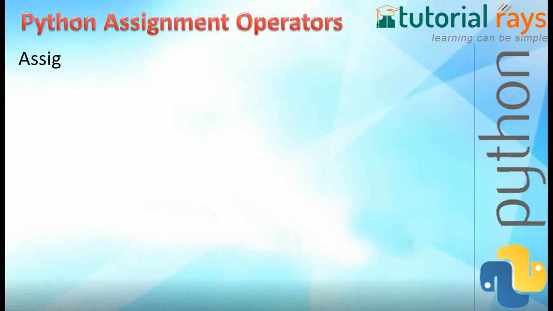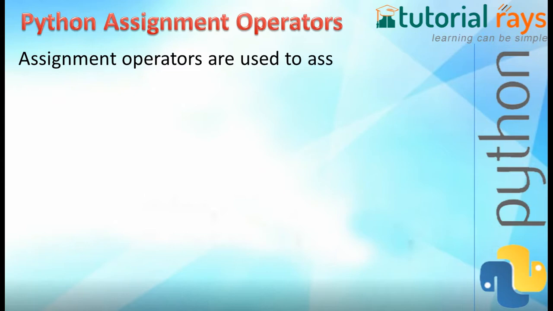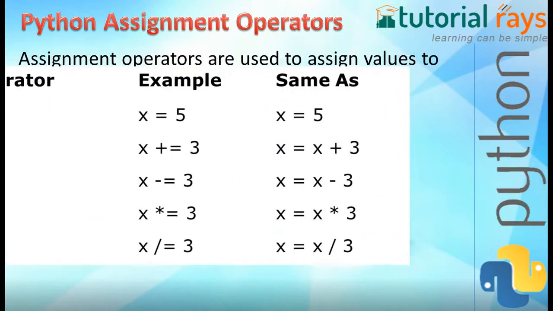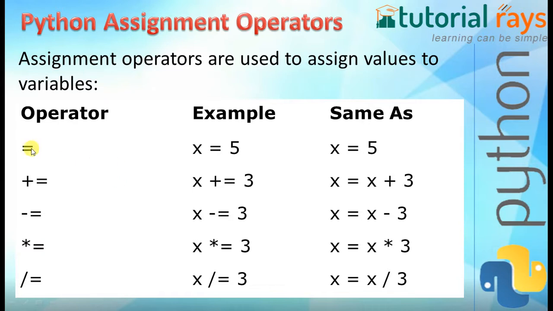Python assignment operators. Assignment operators are used to assign values to variables. For example, on the left side are the operators, and this is an example. The equals sign is the assignment operator. That means the value on the right side is assigned to the left side variable. For example, if x equals 5, that means 5 is assigned to x. So these two are the same.